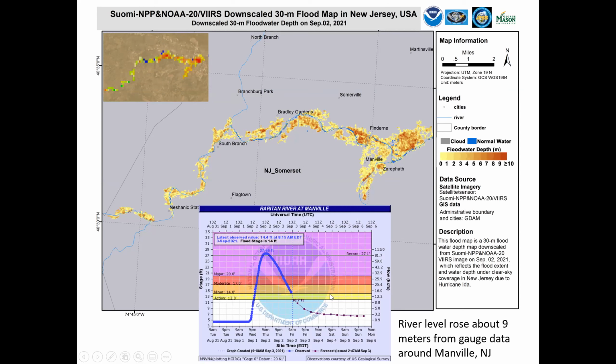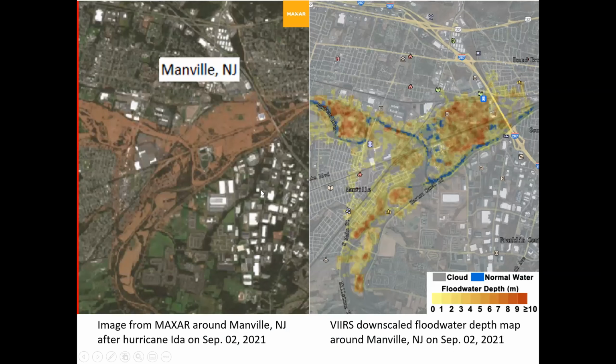We compared with the river gauge map, and it shows the river level rose about 9 meters on that day around Manville. So I think the flood water depth is quite consistent with the river gauge observation. This part will be our focus: we are trying to deliver the global downscaled 30-meter flood water depth map in the near future. This shows an example.